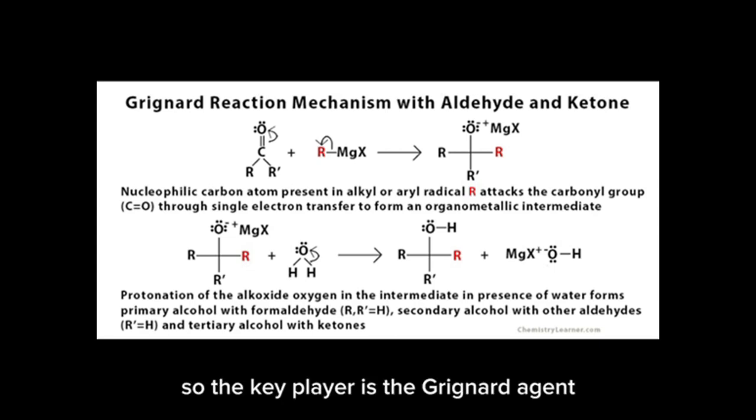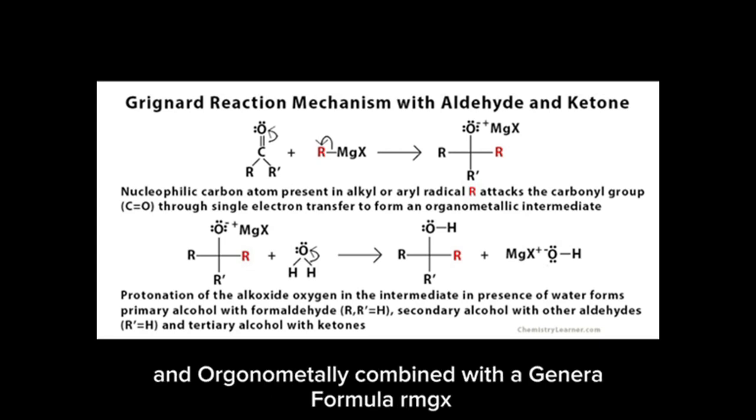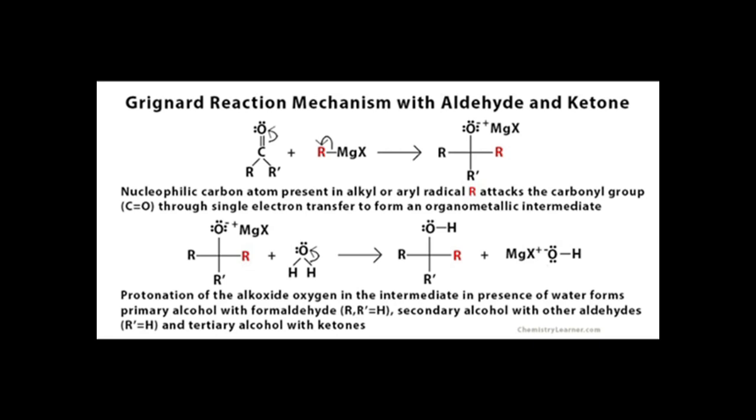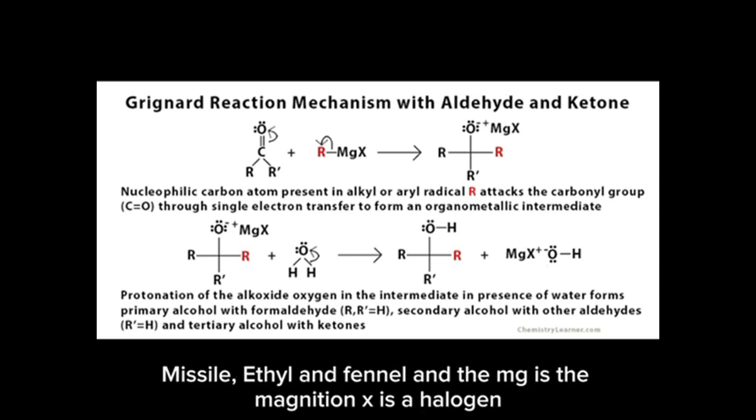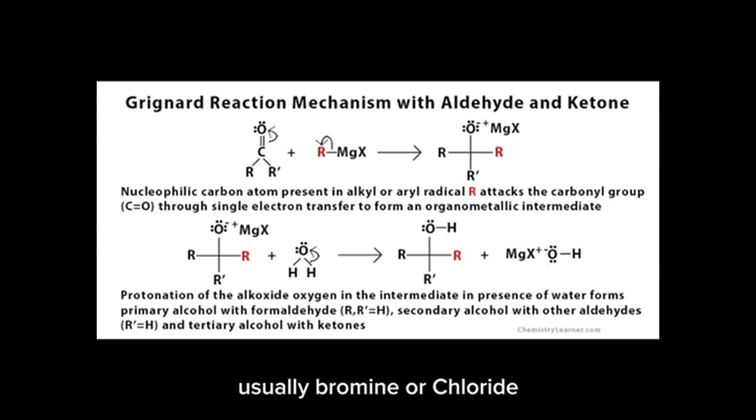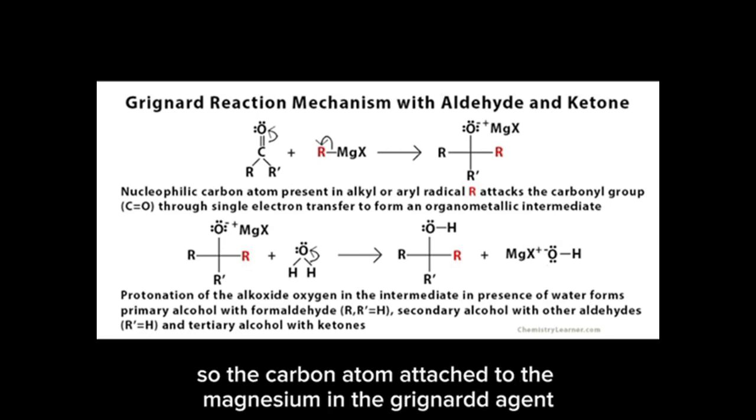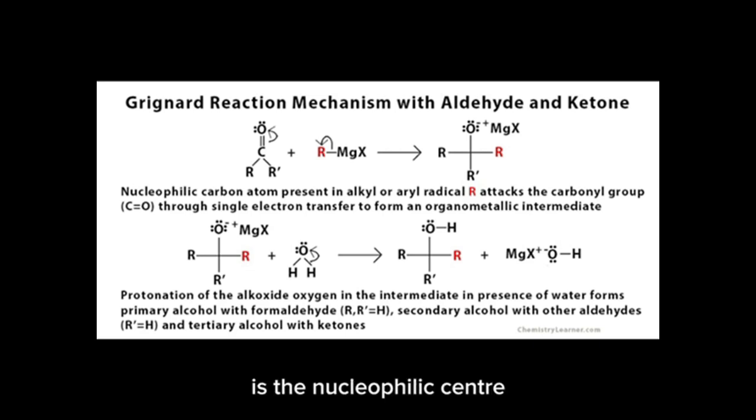So the key player is the Grignard reagent, an organometallic compound with the general formula RMgX, where R is an alkyl or aryl group, such as methyl, ethyl, and phenyl, and Mg is magnesium. X is a halogen, usually bromine or chlorine. Grignard reagents are strong nucleophiles, meaning they are electron-rich and readily attack electron-deficient centers. So the carbon atom attached to the magnesium in the Grignard reagent is the nucleophilic center.